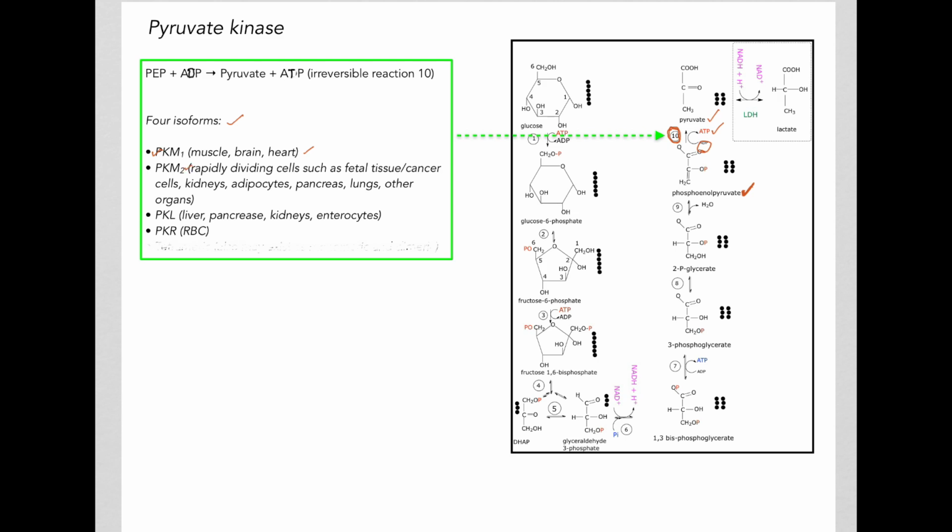PKM2 is found in various tissues, including kidneys, adipocytes, pancreas, lungs, as well as in rapidly dividing cells such as fetal tissue, and interestingly, in cancer cells. Pyruvate kinase L, PKL, is rich in the liver, pancreas, kidneys, and enterocytes, while red blood cells predominantly contain the isoform called pyruvate kinase R.